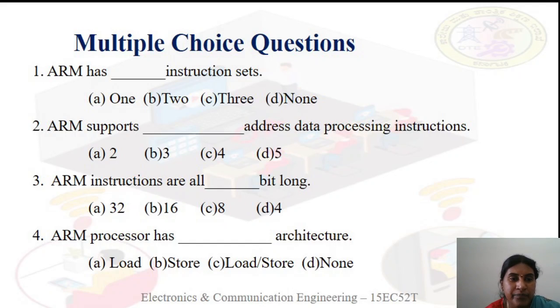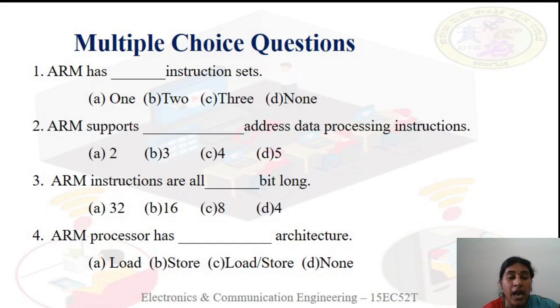ARM has dash instruction set. I told you ARM defines 2 instruction sets. What are they? ARM state and Thumb state, right? So the answer is 2. The answer is B, 2. So ARM has 2 instruction sets.